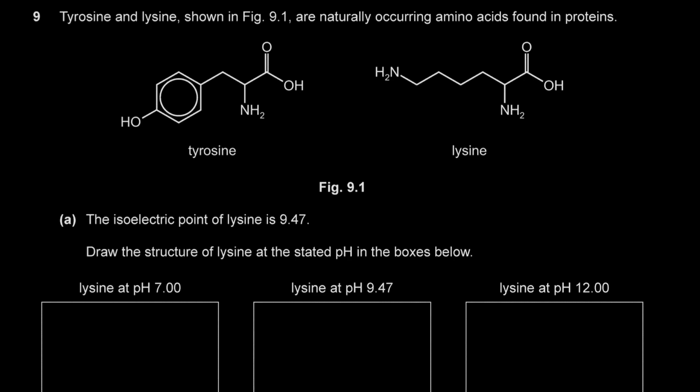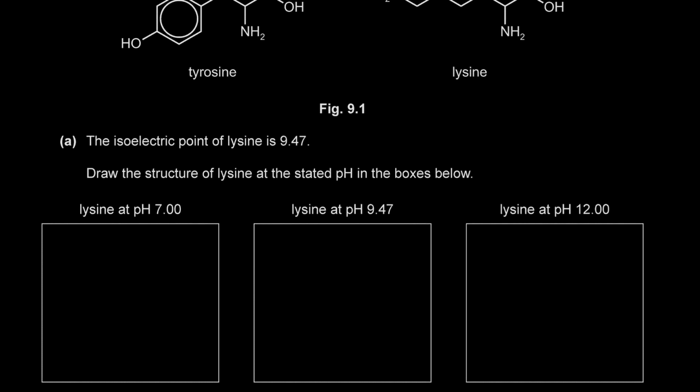So here we have question number 9, which says tyrosine and lysine, shown in figure 9.1, are naturally occurring amino acids found in proteins. The isoelectric point of lysine is 9.47. That's the pH at which lysine is neutral. Okay, it has no net charge. Draw the structure of lysine at the stated pH in the boxes below.